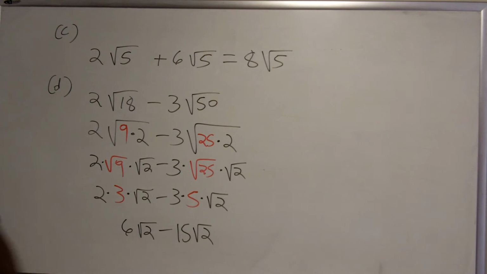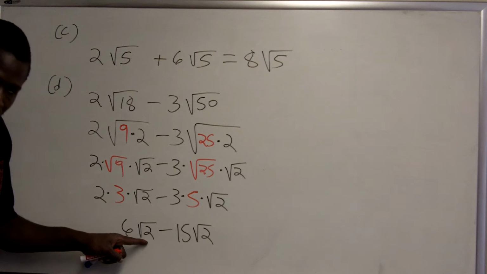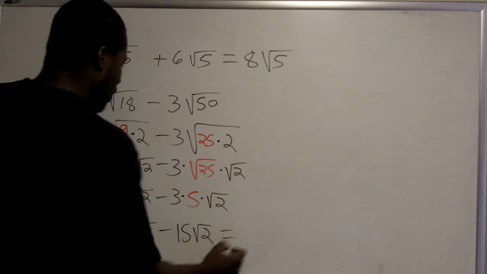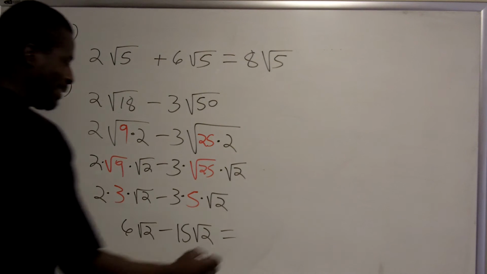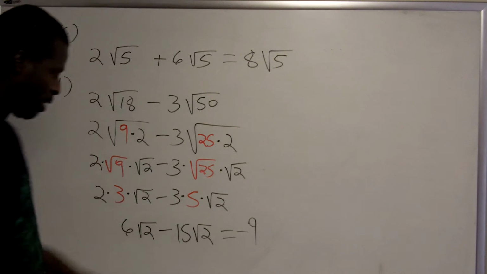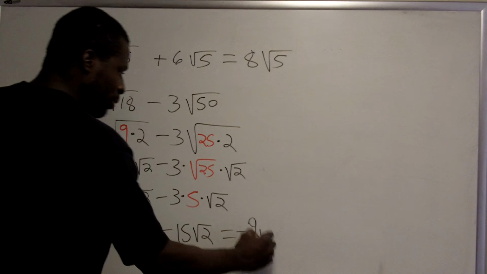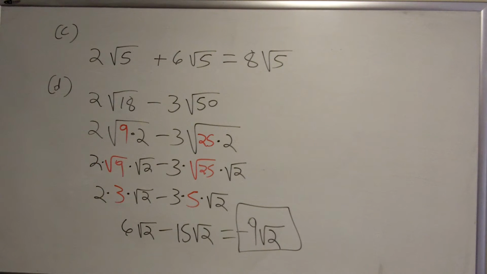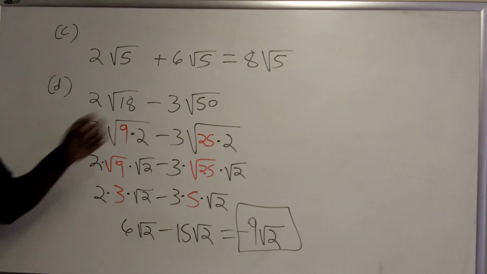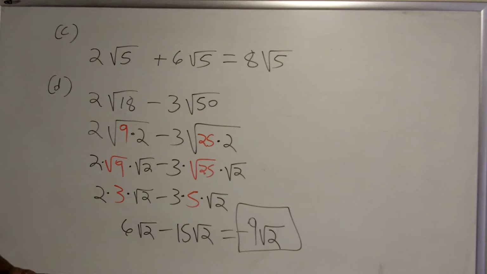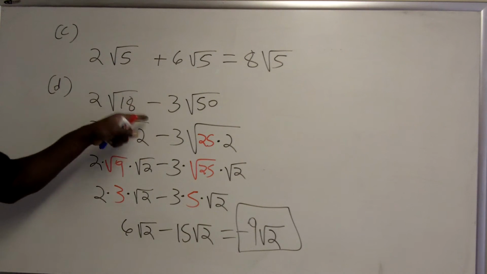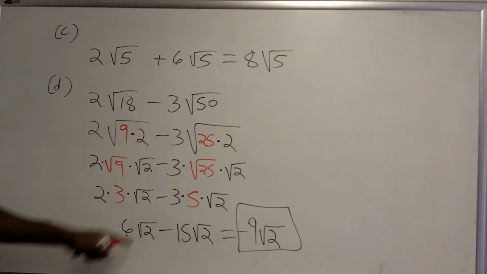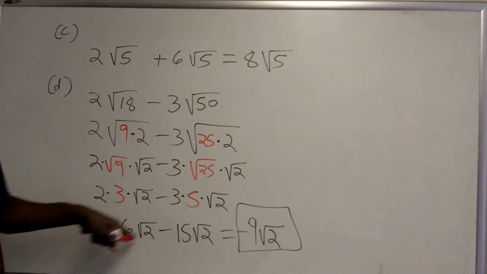And now they actually are like radicals. Here I have 6 of those things, and here I have negative 15 of those things. So at the end of the day, I will have, well, 6 minus 15 is negative 9 of those exact same things, square roots of 2. So the final answer here, negative 9 square roots of 2. So when you're adding or subtracting irrational numbers, the key is to first simplify the radicals in each number, and then if you have like radicals at the end, combine the like radicals.